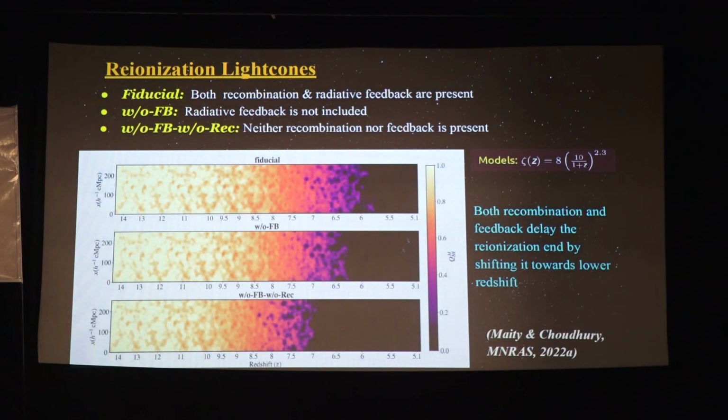So in this plot I have shown the light cones for 3 different cases. The first one is the fiducial, where we include both recombination and feedback. In the middle we do not include feedback. We see that reionization is ending a bit early, and if we include neither recombination nor feedback, it is ending much earlier. So both recombination and feedback delay the reionization end, shifting it towards lower redshift. This is kind of expected because both effects are basically the opposite of reionization.